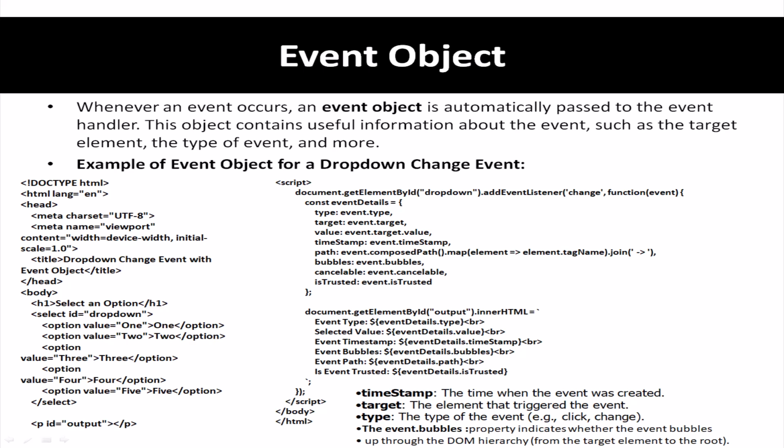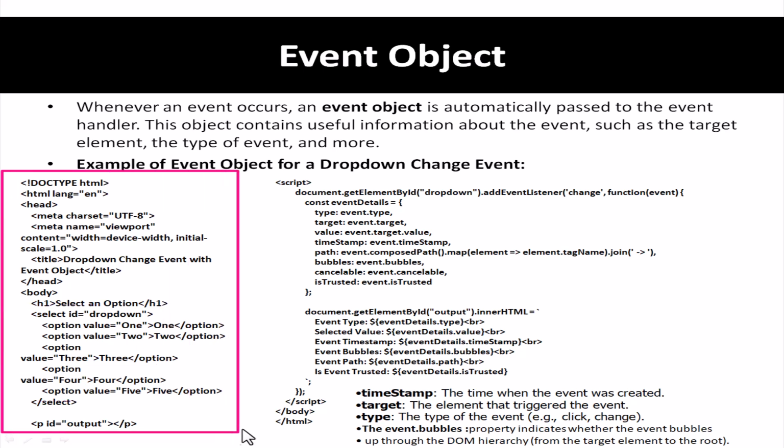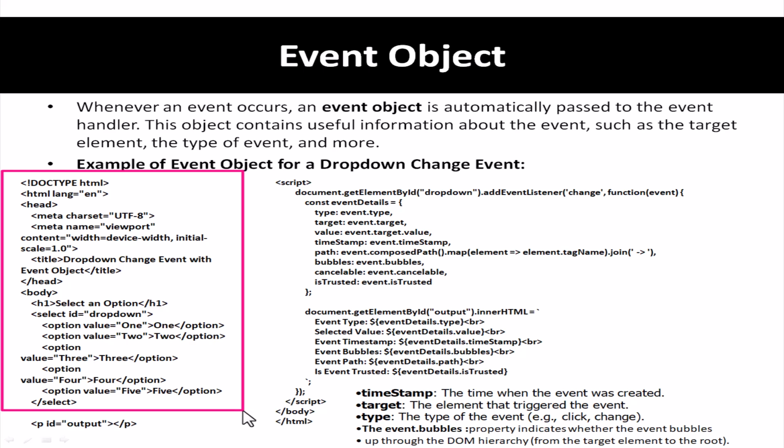Next, the event object. Here, whenever an event is focused, it automatically gets the element. Up to here it is the same as the previous program. Whenever you select an option among the 5, it is going to show the value. But here we are going to include the timestamp. Timestamp defines when the particular event is created. So it denotes the particular event time. Next, target defines the triggered event. Next, type defines the type of the event, for example click or change.